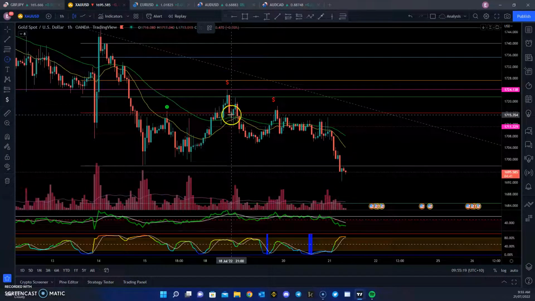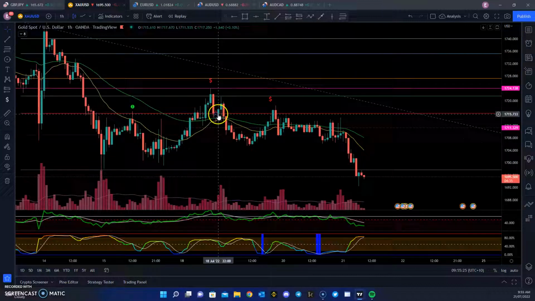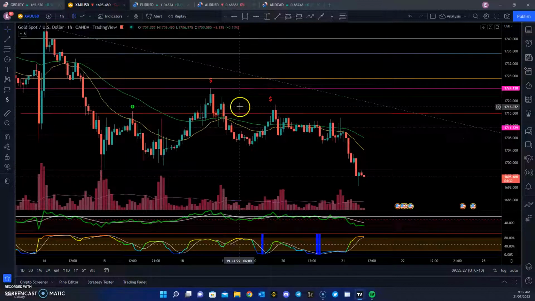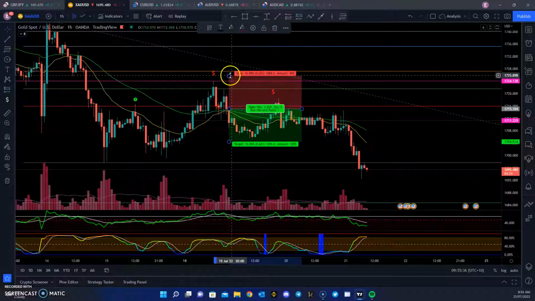Let's just put a little circle here. That's breaking this, that's breaking that level right there, as you can see. Break of structure on this candle. What if you had entered here, right? You're going to get a better risk-reward ratio. You've still got a good level as a stop loss.